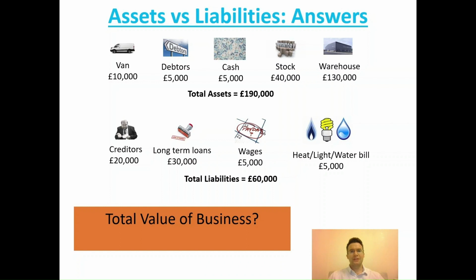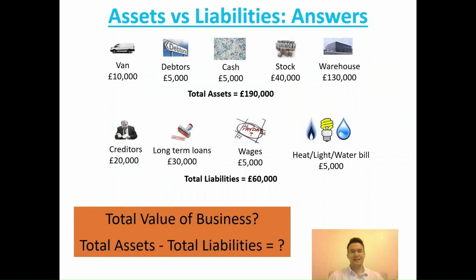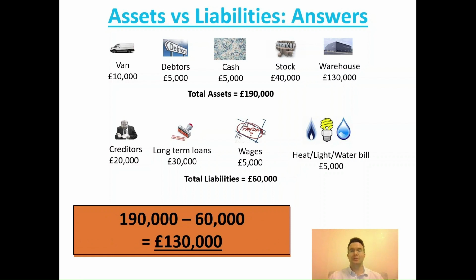Now, what is the total value of the business? You may wish to pause the video now just to work it out. So what is the total value, judging by these figures? Well, if total assets equal 190,000 and total liabilities equal 60,000, that would mean that the total value of this business at this present moment in time is £130,000.